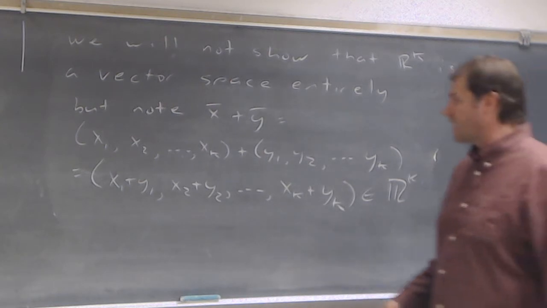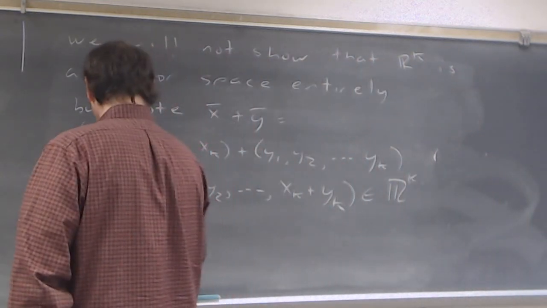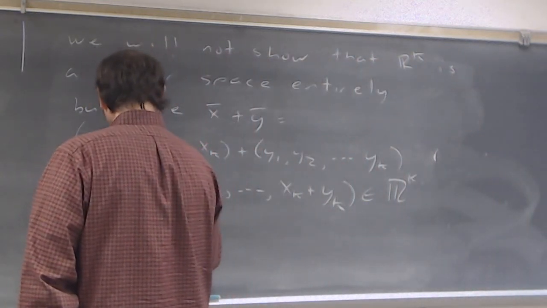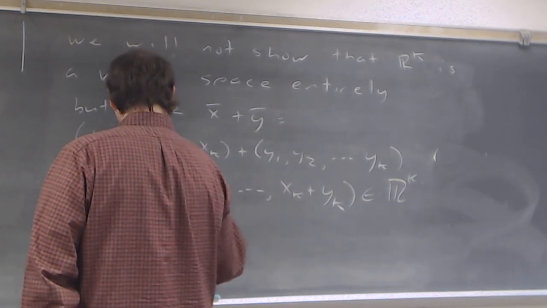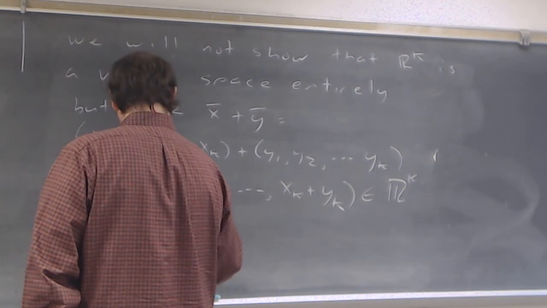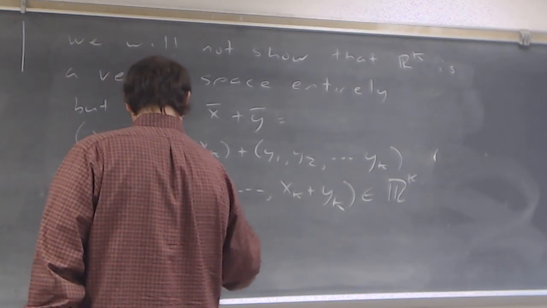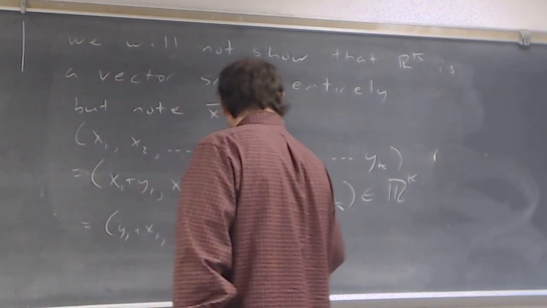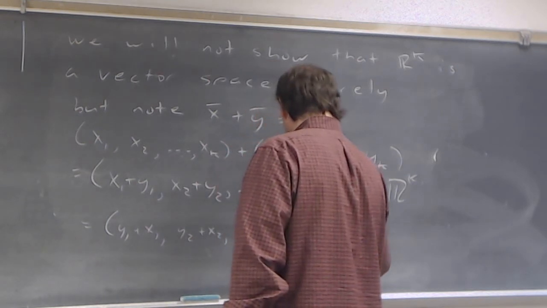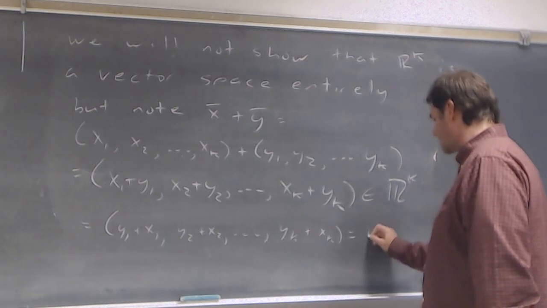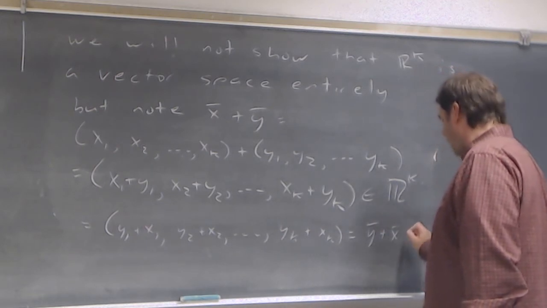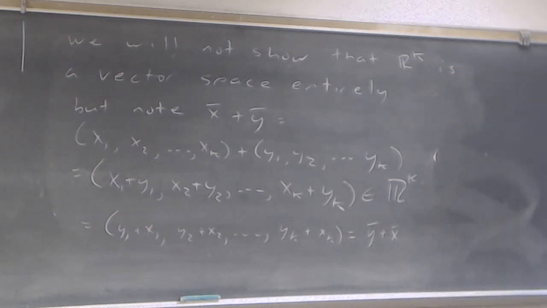And you could also say, well, this is equal to y1 plus x1, and this is also equal to y2 plus x2, all the way up to yk plus xk. And if you wanted, you could say that's the same thing as y bar plus x bar, and that would show that x plus y is equal to y plus x, showing the commutativity for the addition, which was another property we needed to show.